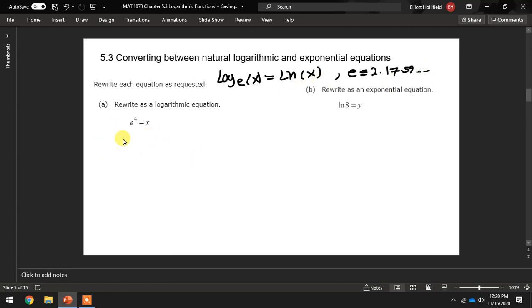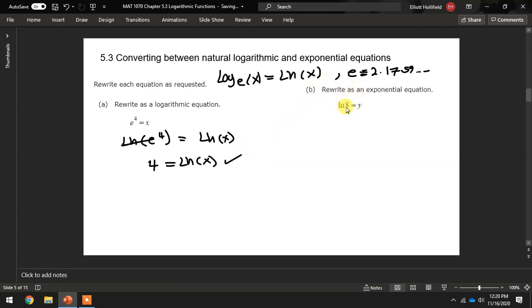So let's take the natural log of both sides of this expression. It says that the natural log of e raised to the 4th power is equal to the natural log of x. Now natural log and e cancel, and we get 4 is equal to the natural log of x. Now we have our equation rewritten as a logarithmic equation.